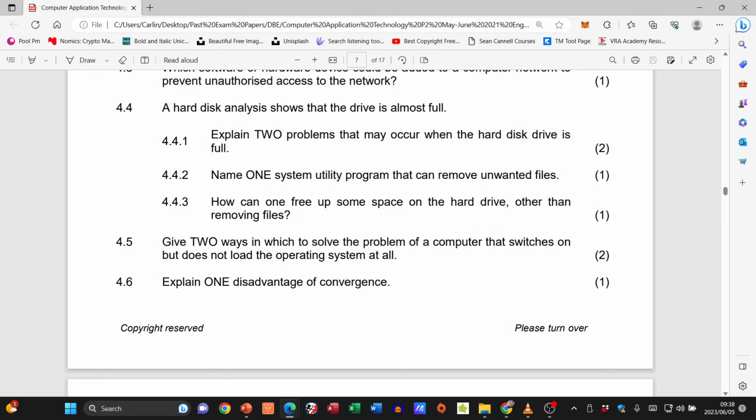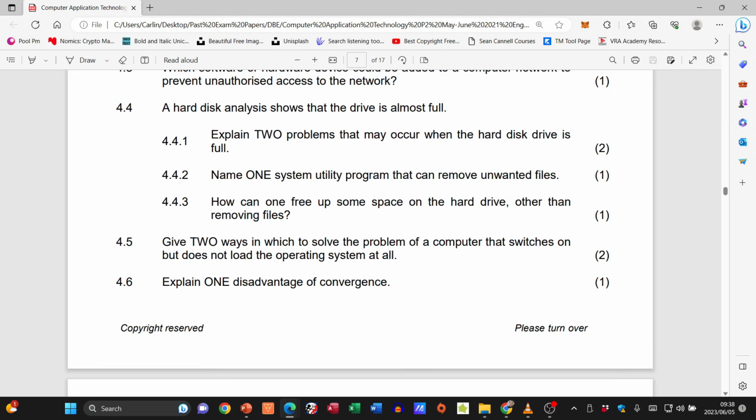4.4.3, how can one free up some space on the hard drive other than removing files? Well, one of the ways that we can do that is by compressing some of our files or folders. We can also disable things like the system restore. We can also change our virtual memory settings. Those are, I would probably say for 1 mark, I would just say compress files and folders. That would be one of the easiest answers to give. Okay.